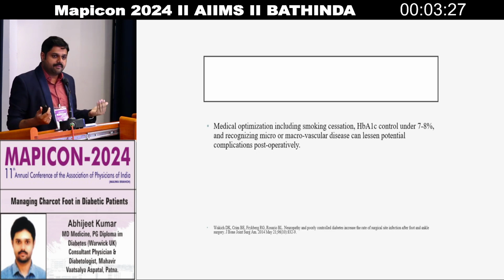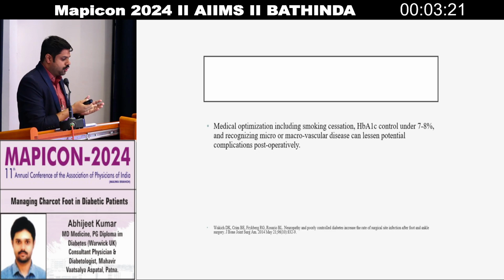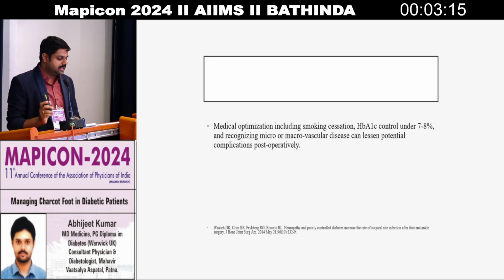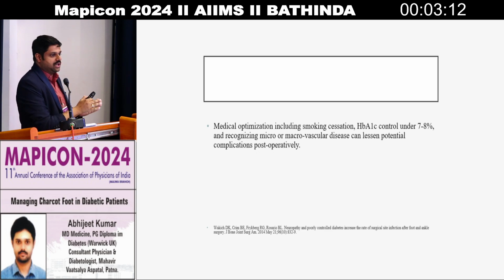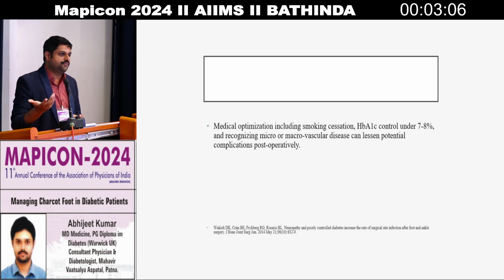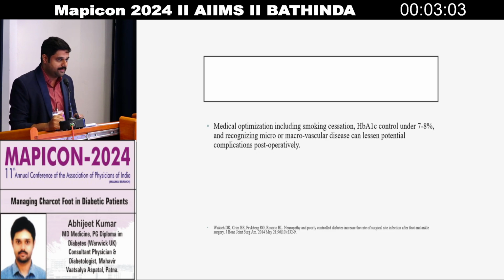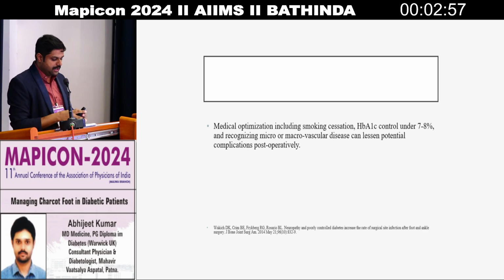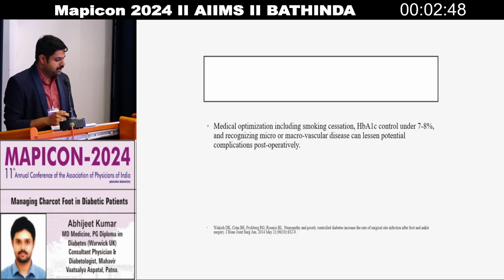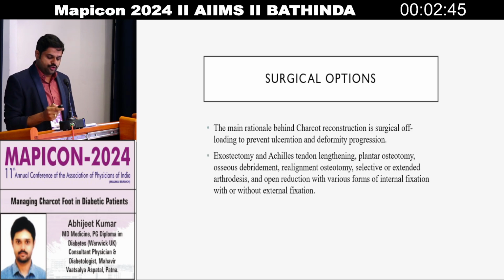Now, medical optimization is very important. We have to advise the patients of diabetes and also of Charcot foot to stop smoking. HbA1c targets, as advocated by the American Diabetes Association, have to be individualized. A person in their young 30s can have an individualized target of, say, an HbA1c of 6% if they are not suffering hypoglycemia. However, an elderly person in their 70s or 80s can have a relaxed target of 8% if they have already had complications. We need to recognize micro or macrovascular disease, which can lessen the complications post-operatively.